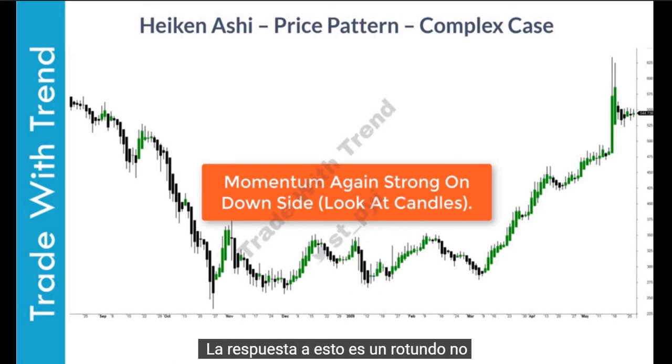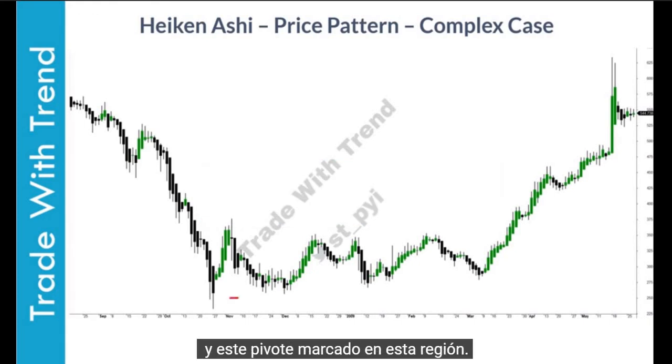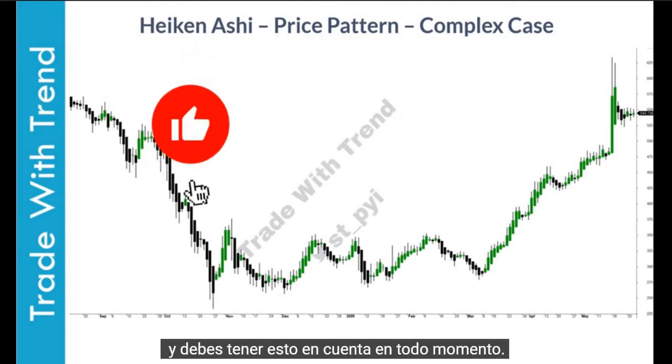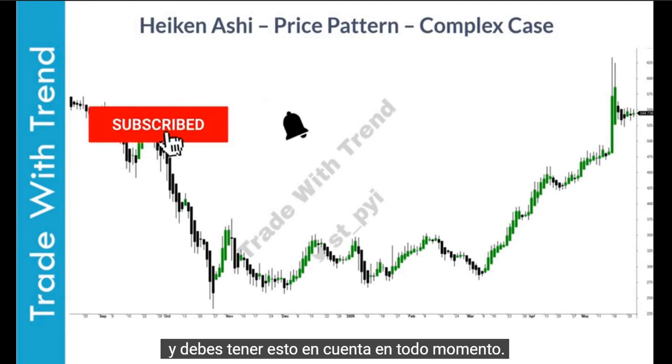The answer to this is a resounding no, as price has not violated this pivot and this pivot marked in this region. Do not forget that the structure of higher high and higher low forms the essence of trend trading, and you have to keep this in mind at all times.